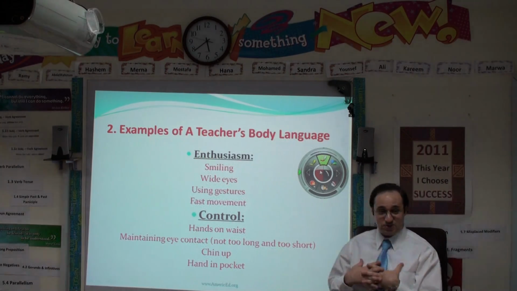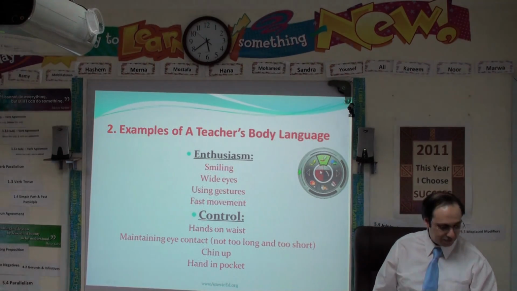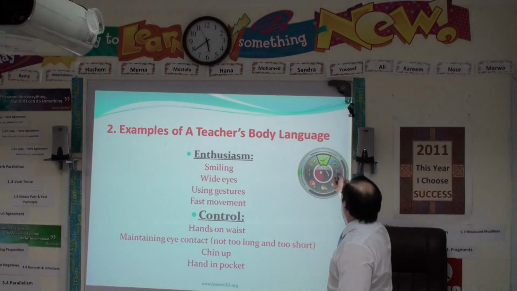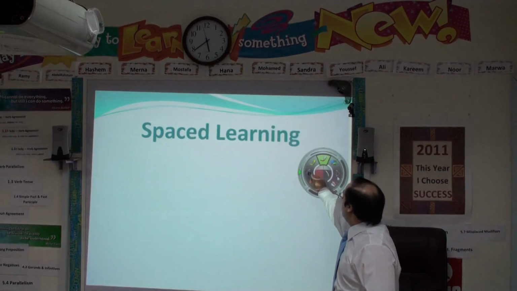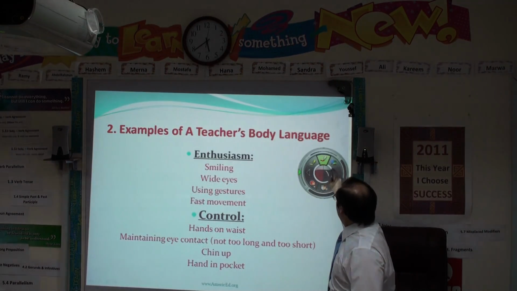So it's very important in our classrooms to learn these little things having to do with our body language. Okay, now, after body language, let's talk about a couple more things here. Summary.